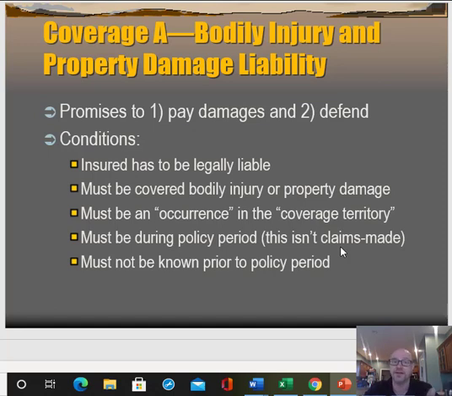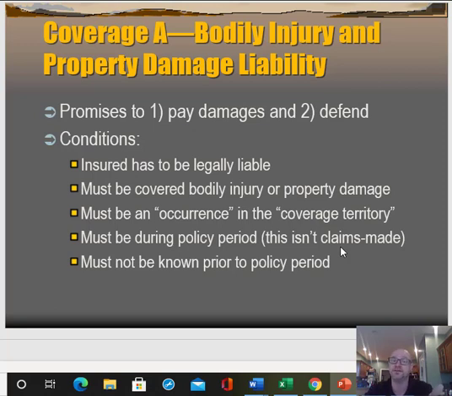Okay, so it's got to be covered. It can't be excluded. It's got to be an occurrence in the coverage territory. So it's got to be something that we can clearly define. This is what happened. So most of the time we're talking about an accident, a one-time thing. It's usually pretty clear. But sometimes it happens as a result of repeated exposure to something, for example. Then it gets a little harder. Is that an occurrence? And so we have to look pretty closely at the definition to see how that works.